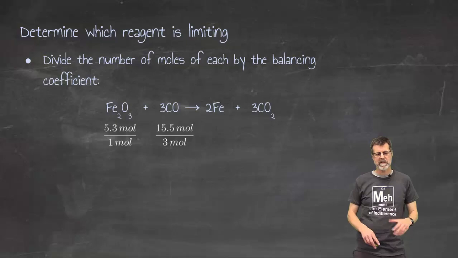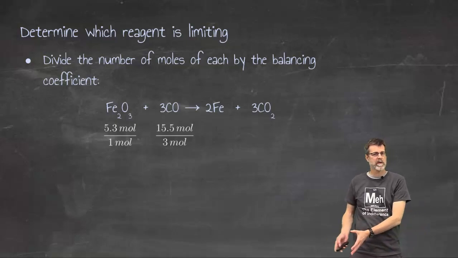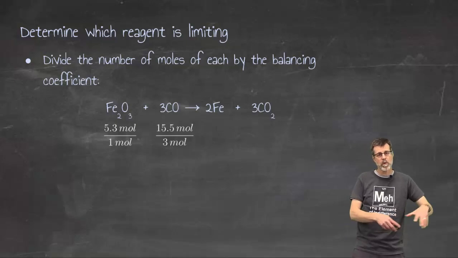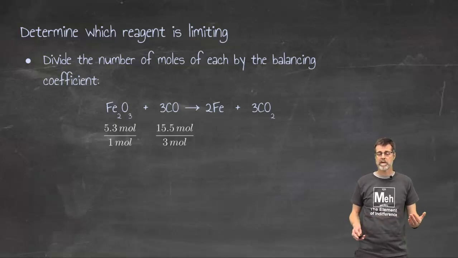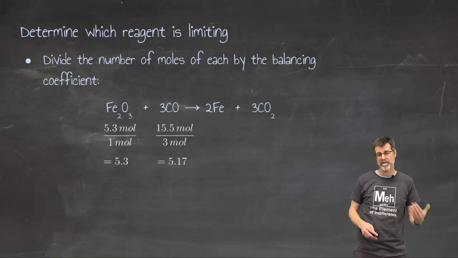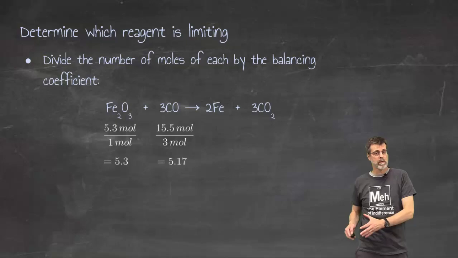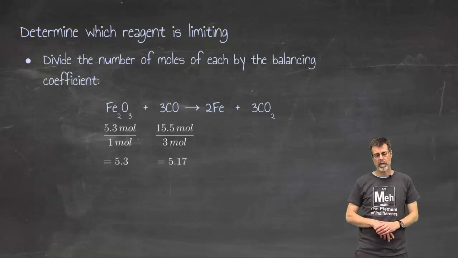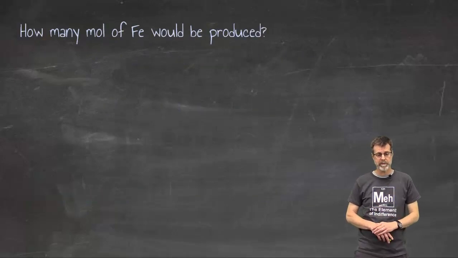And the way I like to think of this is, if I think of my reaction as operating in groups, all right, so I've got 1 of the iron(III) oxide, 3 of the carbon monoxide. Let's put them into groups of 1 and groups of 3s, and then I can figure out how many groups I have of each. So when I divide them by the balancing coefficients, I find out that I have 5.3 groups worth of the iron(III) oxide and 5.17 groups worth of the carbon monoxide. So I actually have less carbon monoxide than I would need because of the way it groups together. So the reagent with the smaller number here is going to be the limiting reagent.